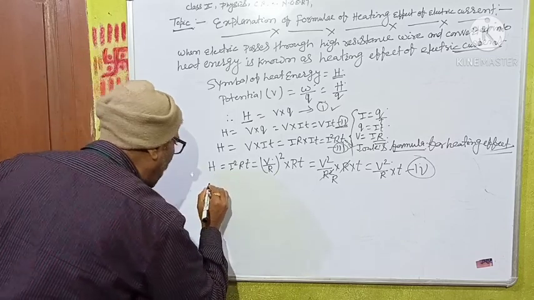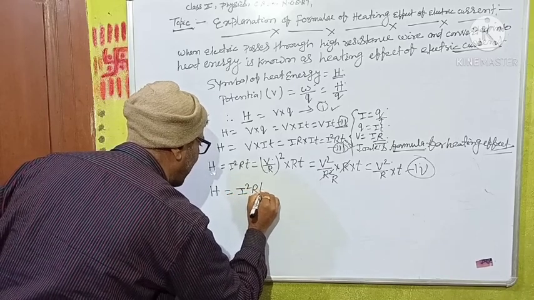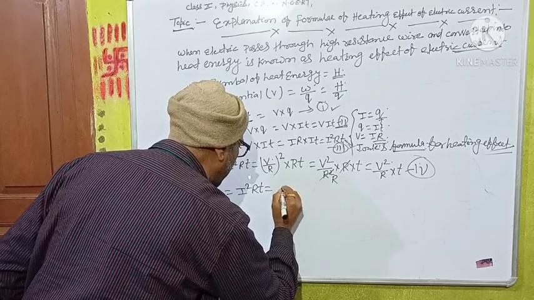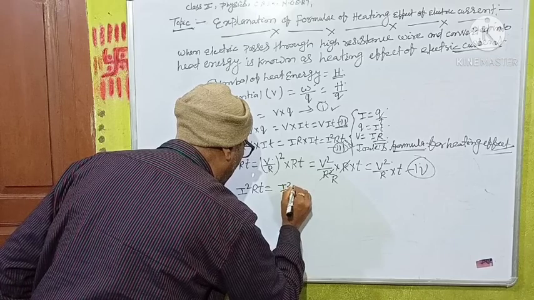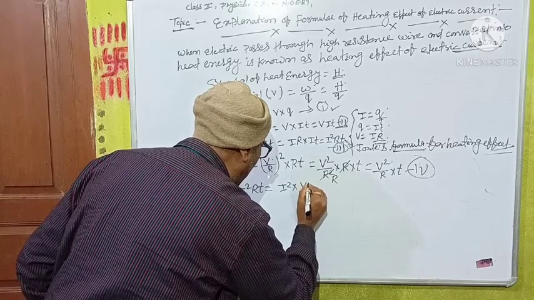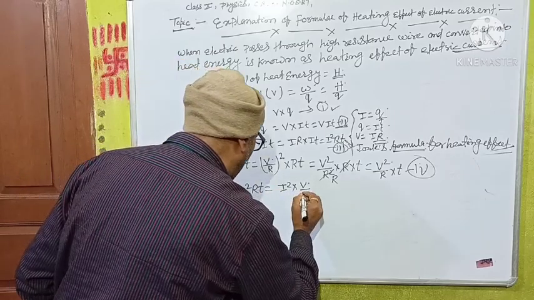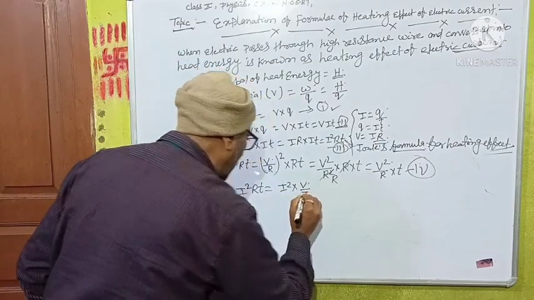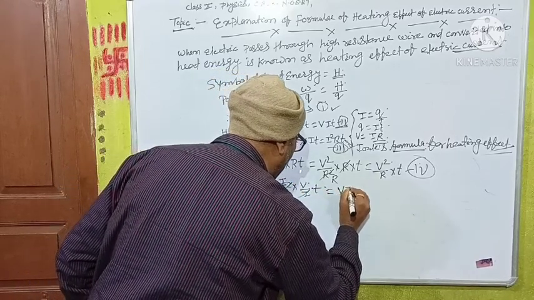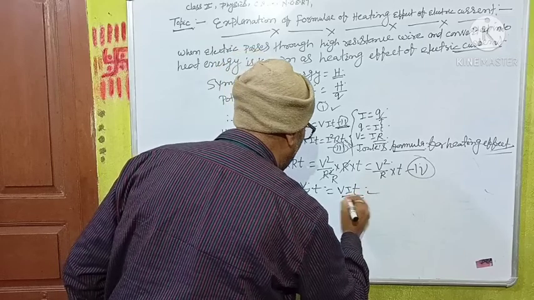And now the fifth formula: H is equal to I squared RT, is equal to I squared into, putting the value of R, meaning V by I, into T. Then we cancel it and we get VIT. So we also get the above second formula, VIT.